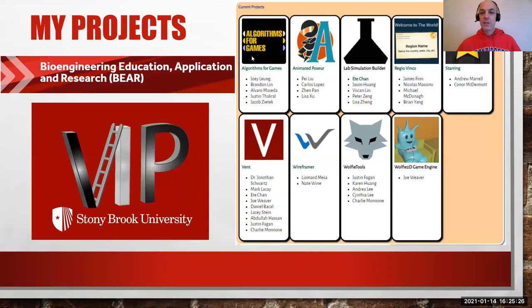So Algorithms for Games is essentially an application for learning about algorithms that are used in game engines and things like that. It has different interactive demos that you can use. And the idea is that we have students adding these things over time, more and more algorithms that are interesting and used by game engines. We have the Animated Poser. This is something that's ongoing. It's for making 2D characters, 2D sprites for 2D games. We have the Lab Simulation Builder. This is what Jason is working on. This is essentially a platform and application for doing virtual labs for biomedical engineering students.